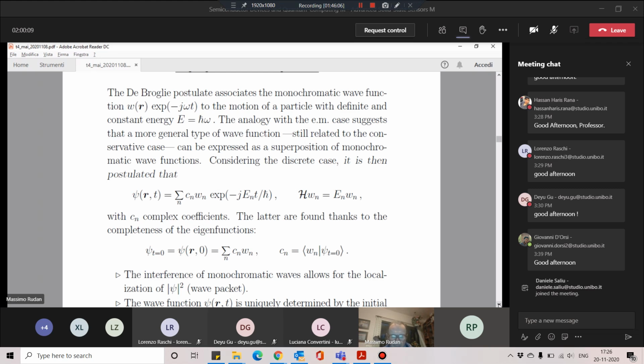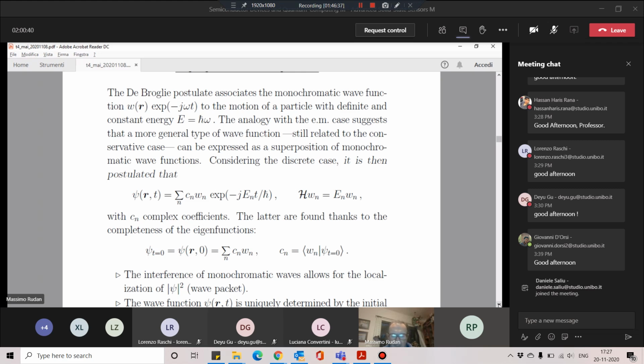That is, the forces are conservative, and we know them. So we can construct the Hamiltonian. The Hamiltonian is made of the kinetic part, as usual, plus the potential energy. And in this case, we know the potential energy because we assume that this part of the problem is given.